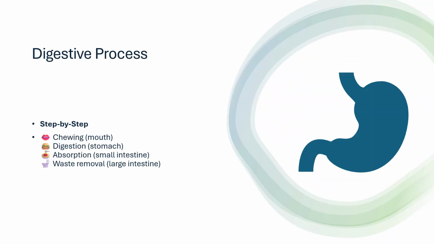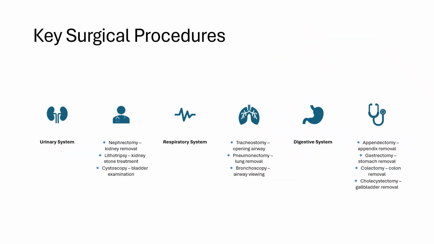Digestion starts in the mouth, continues in the stomach, nutrients are absorbed in the small intestine, and waste is eliminated through the large intestine. These are common surgical procedures used to treat diseases in the urinary, respiratory, and digestive systems.